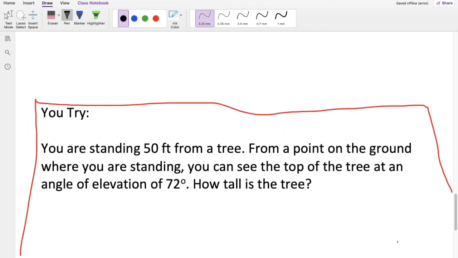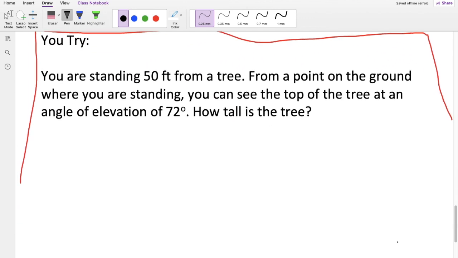So how about you guys try one of these problems, set it up, draw yourself a picture, and then figure out which trig ratio will help you solve this. You were looking for how tall the tree is. So pause the video. So you should have gotten that the tree is 150 feet tall. Again, I rounded that number because I was only given the precision of to the nearest foot for the information, so that is why I rounded to the nearest foot.